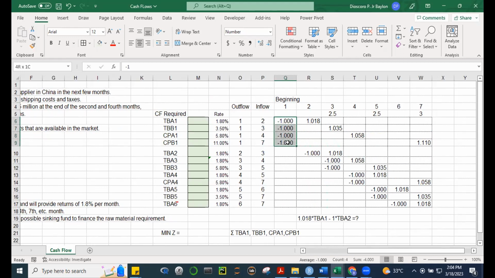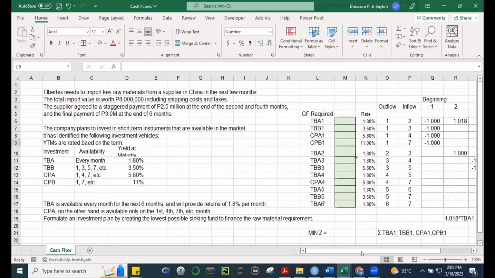So we have this factor, which means it's an investment. And then if we trace each of them, okay, let's trace each of them. TBA1, it will mature. Yes, Earl? Sir, I'm not sure why TBB3 is 5.8. Shouldn't it be 3.5? I'm sure I made a mistake here, no? But that's why we're going to review. I'm sorry, I picked up some wrong values.